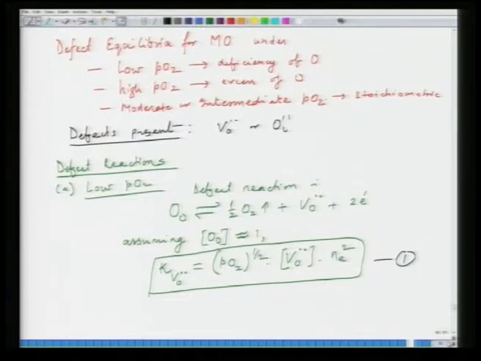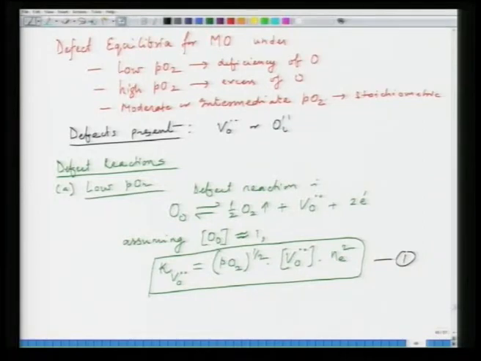There are three conditions which we are considering. One is low partial pressure of oxygen, which means you have deficiency of oxygen. Another is high partial pressure of oxygen, which means excess of oxygen, and then you have moderate or intermediate oxygen partial pressures when the oxide happens to be stoichiometric. The defects present under these conditions are either oxygen vacancies or oxygen interstitials. The type of defects present will depend upon things like the crystal structure of the material, and what sort of stoichiometric defect the material prefers.